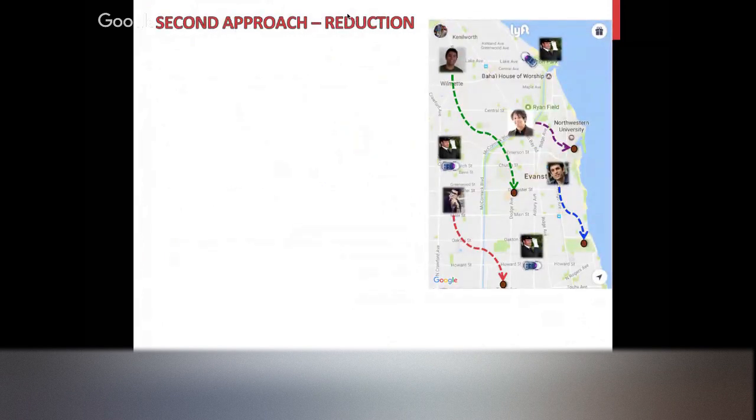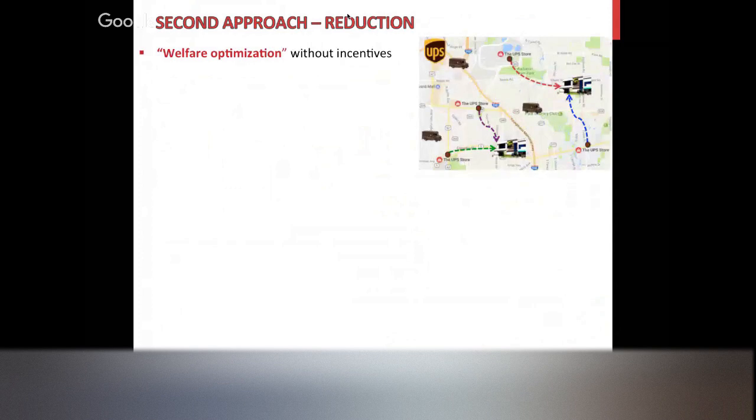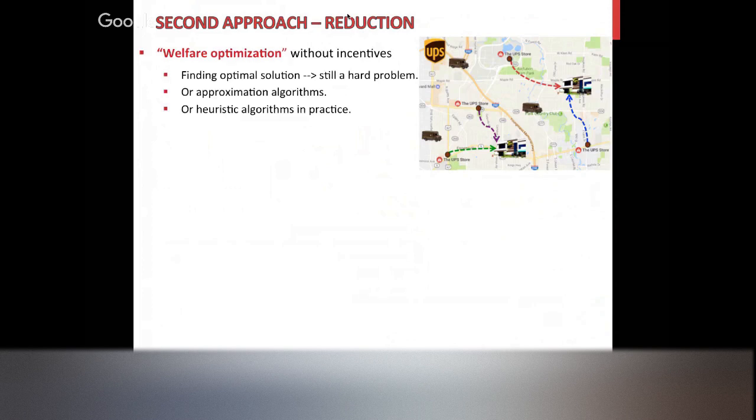So here's the second approach. The second approach is the following. I look at the welfare maximization without incentives, the UPS problem in this example. And then one way is what Bernoulli said, finding the optimal solution and then using that, which is still a hard problem. But suppose you have access to a black box that can find the optimal solution, and now you want to create a mechanism.